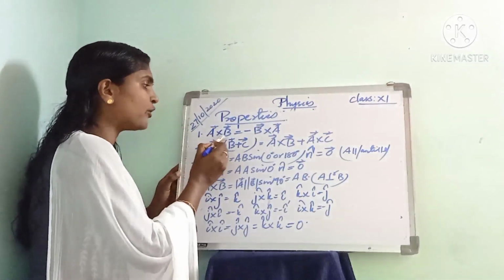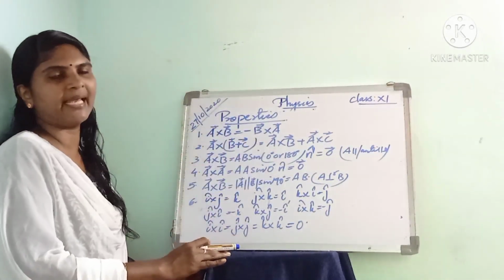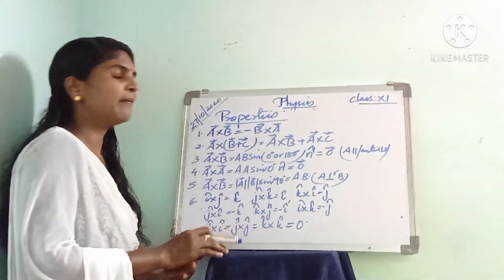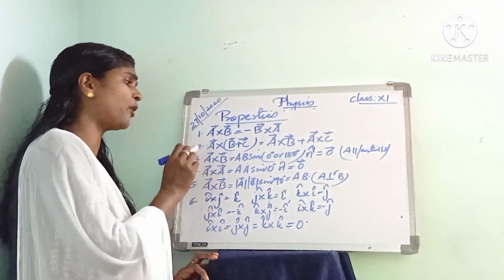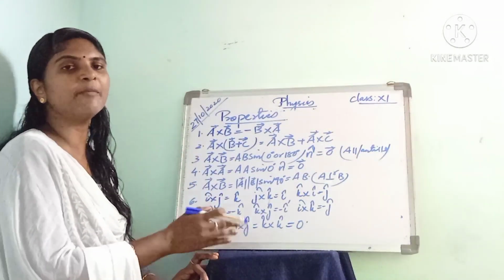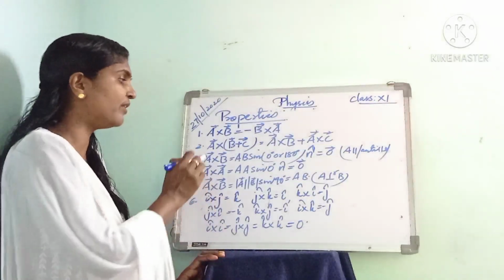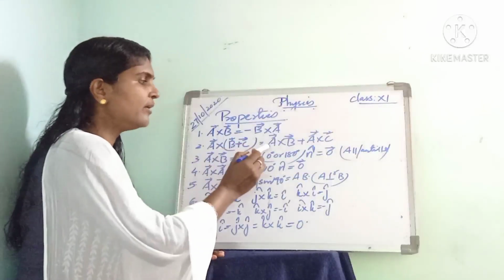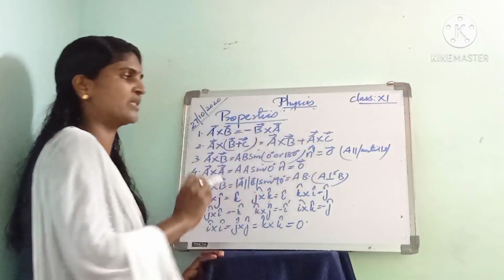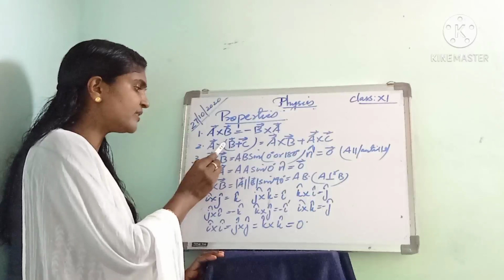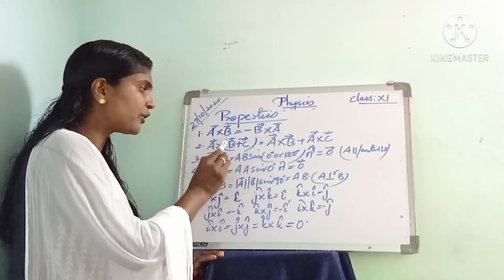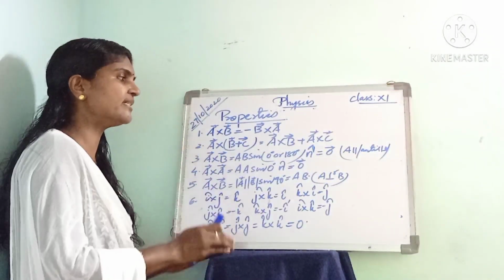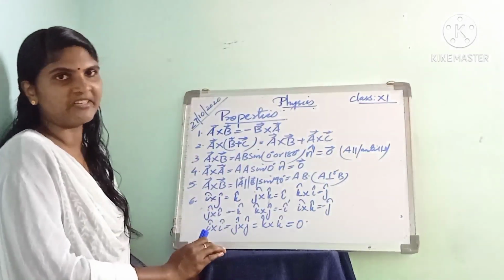So we can write A cross B is equal to minus B cross A. Vector product is anti-commutative. So A cross B is equal to minus B cross A. And the second property is vector product is distributive over addition. So we can write A cross (B plus C) is equal to A cross B plus A cross C. That is, vector product is distributive over addition.